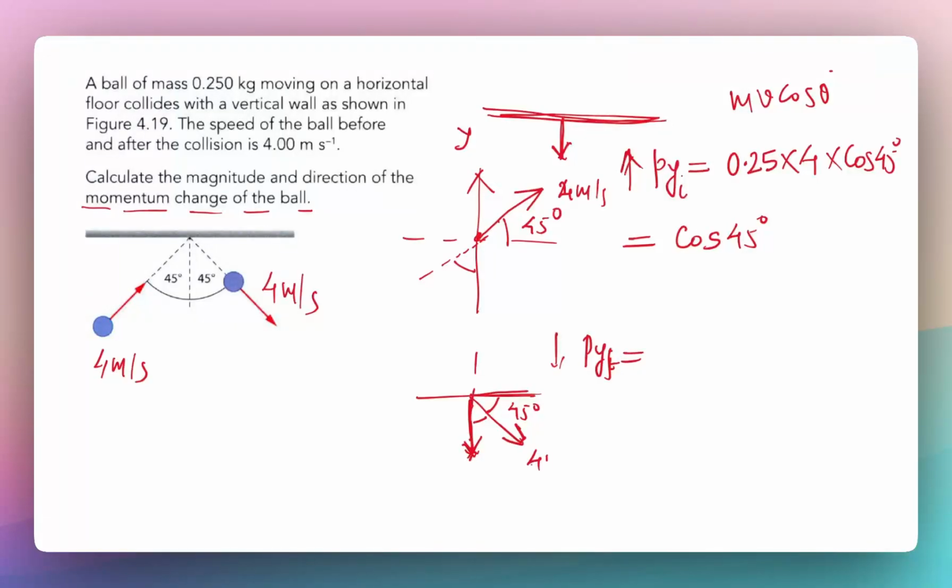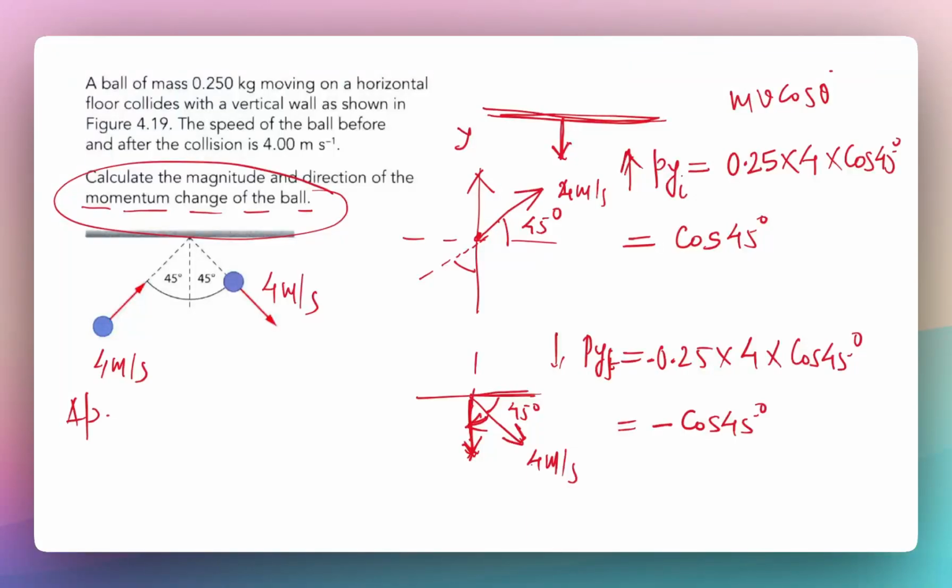Again, v is 4 meter per second, so it is 0.25 times 4 times cos 45, but this time with a minus sign, so my p final is minus cos 45 degrees. So how much is the net change? That is what it is asking. The change in momentum is going to be p final minus p initial. So p final is minus cos 45 and then minus cos 45.